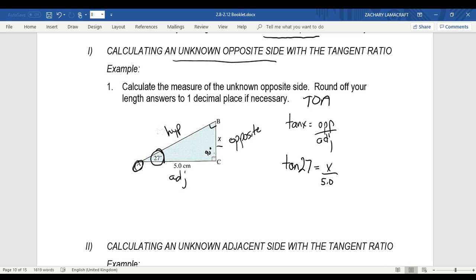So on our calculators, we can do tan 27 or 27 tan. Somebody can do that and let me know what you get. We're going to do 4 decimal places at the beginning here, but you're on the right track for sure. 0.5095 is equal to x over 5.0.